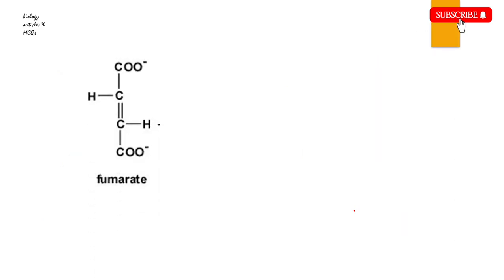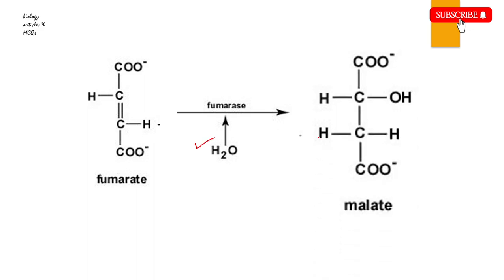In the next step, fumarate is now simply going to add one water molecule and convert into malate. You can see that one hydrogen of the water molecule is added at carbon number 3, and the hydroxyl group of the water molecule is added at carbon number 2, converting fumarate simply into malate, and this reaction is carried out by the enzyme called fumarase.